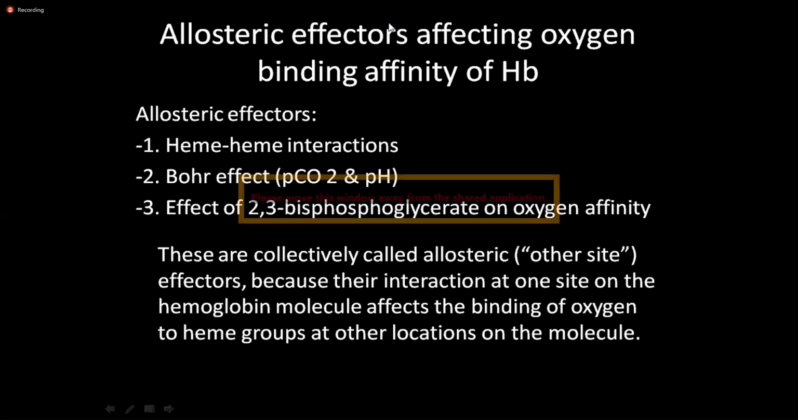So the allosteric effectors affecting oxygen affinity are heme.